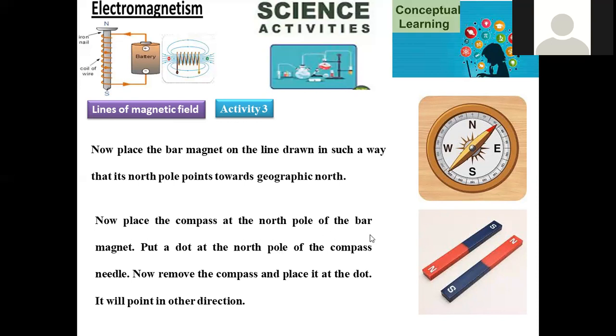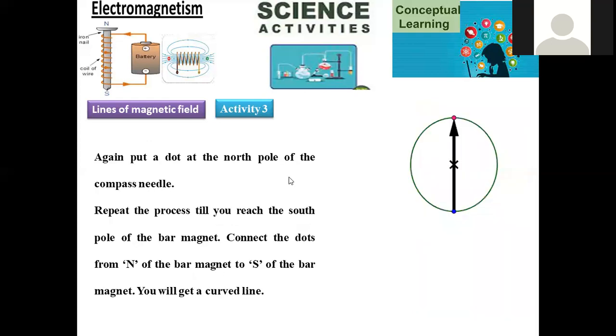Now, place the compass at the north pole of the bar magnet. Here the bar magnet always has 2 poles, north and south. Put a dot at the north pole of the compass needle. So wherever the north pole is assigned on the compass, at that position you are going to indicate 1 dot. And now remove the compass and place it on the dot. It will point in the other direction. So when we remove the compass and identify in what direction it points, obviously it will be in the opposite direction with respect to the geographical north.